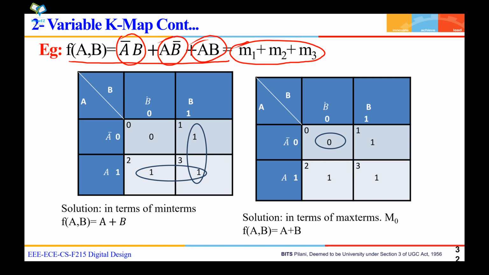Now you see A bar B. A bar B means it is m1. So m1 is here. You put 1 here. Similarly, you have A B bar. This is m2. M2 is here. You put 1 here. Similarly, AB, 1 1, you have m3. So put 1 here. Right? So now A bar B bar is not there. In that place you put 0.